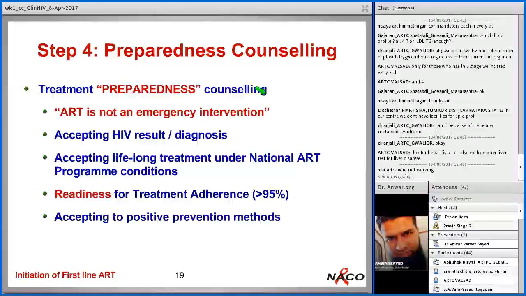So there will obviously be 3 or 4 settings of counseling which might already have happened before the patient comes to you, and you can start ART in a day or 2 of registration to the ART center also.